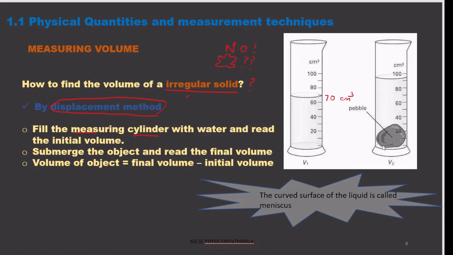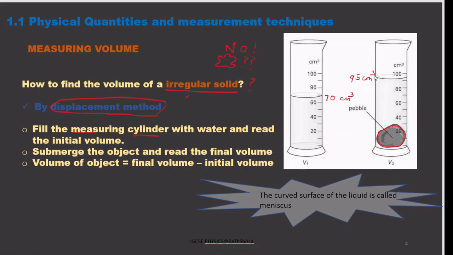Now what will I do? I want to find the volume of this pebble lying here. So I will simply place or submerge this object, the pebble in this case, and read the final volume. You can simply place this pebble inside. Don't throw it. You can either place it using a thread or simply drop it and read the final volume. In this case, it was 70. Now when you place the pebble inside, it has risen to 80, 90 and 95. So the reading is 95 centimeter cube.